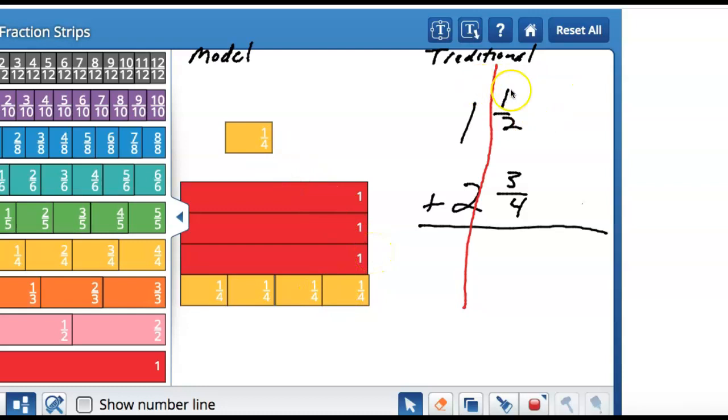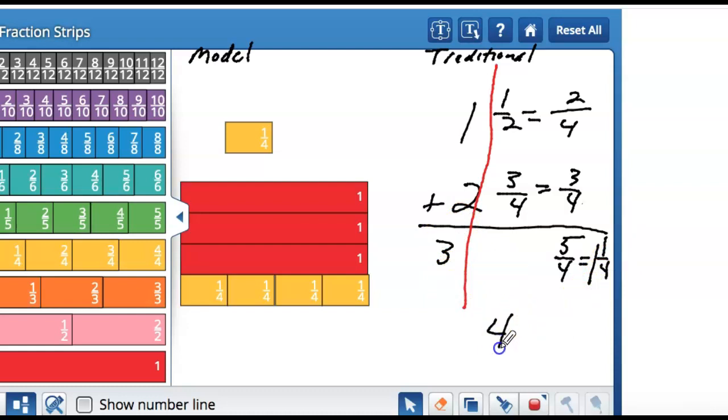Let's see what it looks like when we do it our traditional way. All right, so again, common denominators, we're using 4, so that's 2/4. I have 3/4. Added together, I have 5/4, which equals 1 and 1/4. I put the whole numbers together, 3. So then I put the 2 together, and I have 4 and 1/4, which is exactly what I had over here. So that is modeling and using the traditional way of finding common denominators and equivalent fractions to add mixed numbers.